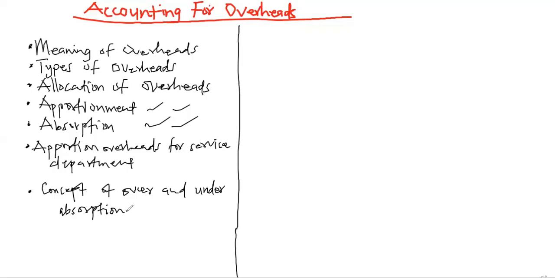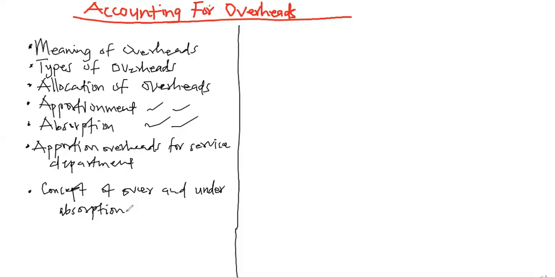So I'll take you through the theory of the accounting for overheads. Then after that, I'll take questions and solve with you for you to appreciate this topic. So let's start with the meaning of overheads.